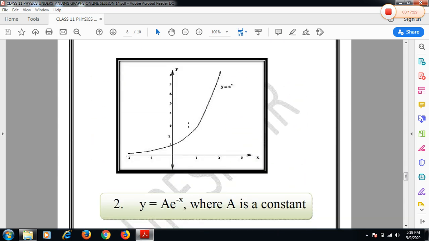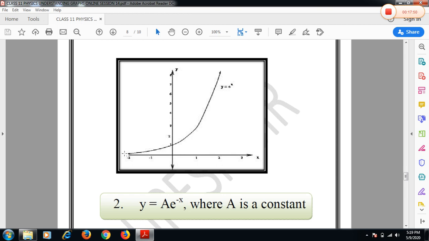Let us look at this curve. At x equals minus infinity, it is merging with y equals 0. Okay, merging with y equals 0. So this kind of graph is known as an asymptotic graph.